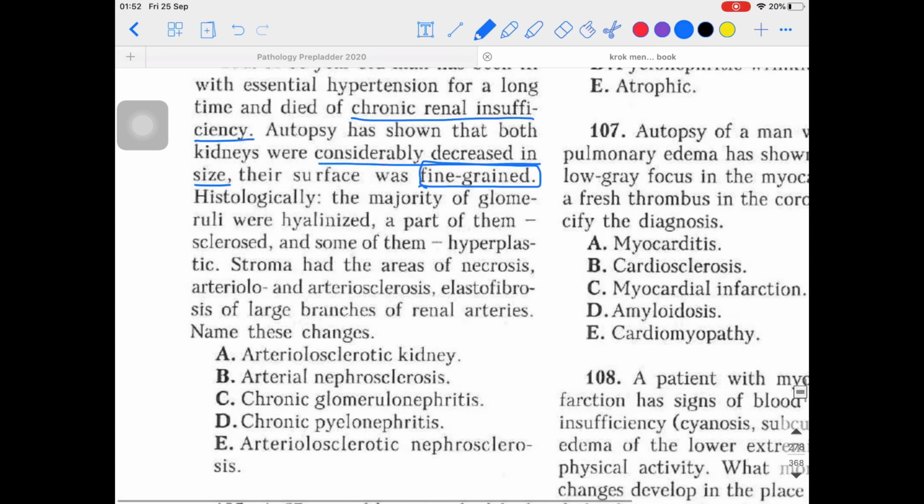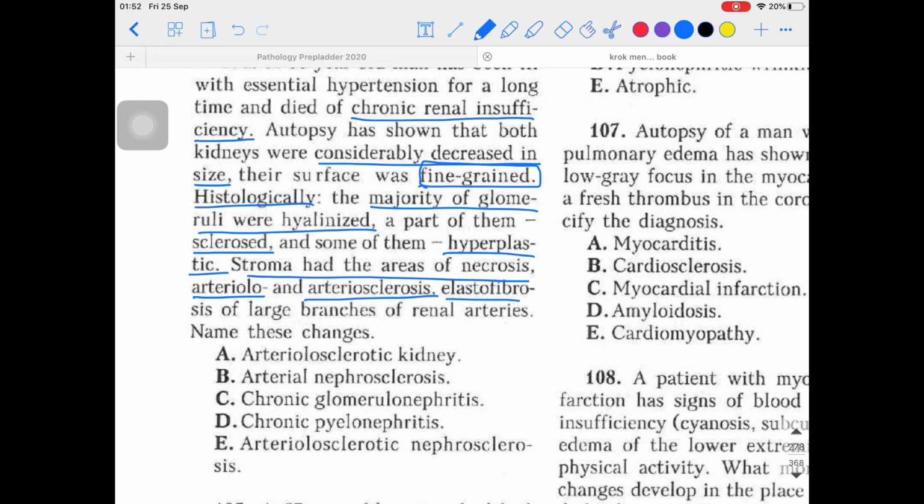Histologically, they said the majority of the glomeruli were hyalinized, part of them sclerosed, and some of them hyperplastic, right? Stroma had areas of necrosis, arteriolosclerosis and arteriosclerosis, elastofibrosis of large branches of renal arteries. So definitely the kidney is not having a good time over there, isn't it? So what kind of changes will you appreciate over there?